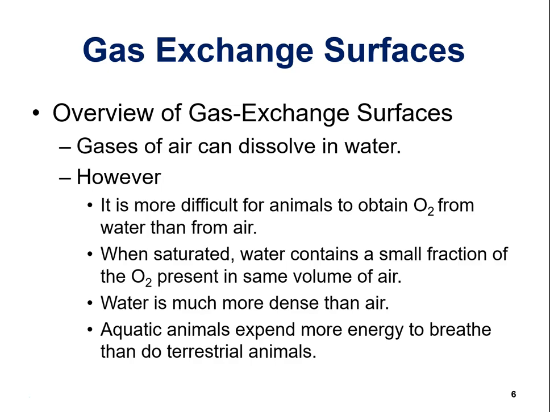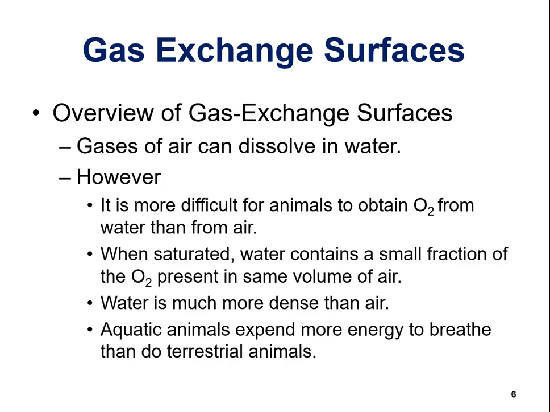So it says gases of air can dissolve in water. Okay, so if we're talking about oxygen, it will dissolve in water, and it's actually more difficult for animals to obtain oxygen from water than from air. Therefore, they're going to have specialized structures to be able to do that, right? So saturated water contains a small fraction of the oxygen present in the same volume of air. So think about there being less oxygen available in water than there would be in air, in that same given volume. Water is much more dense than air, right? And so again, animals have to have some sort of adaptation to be able to extract that oxygen from water.